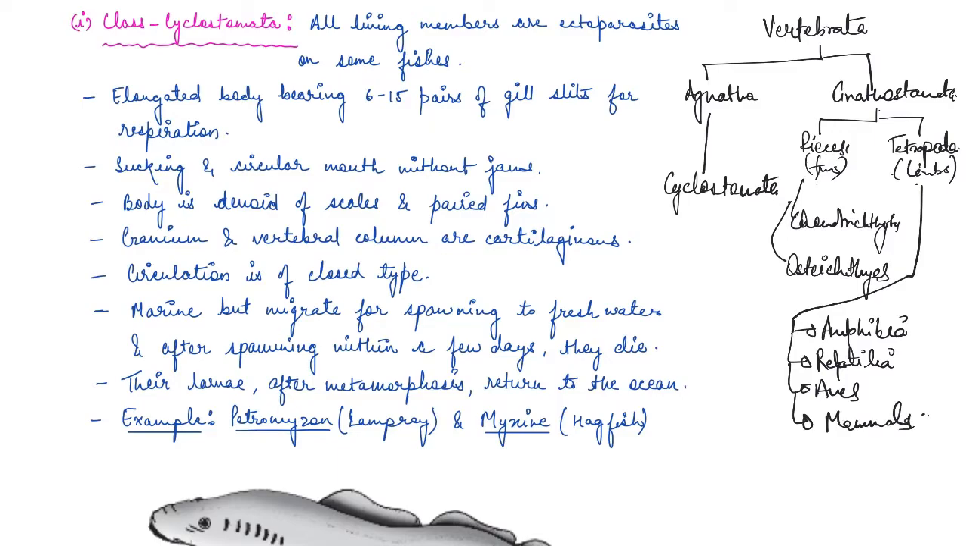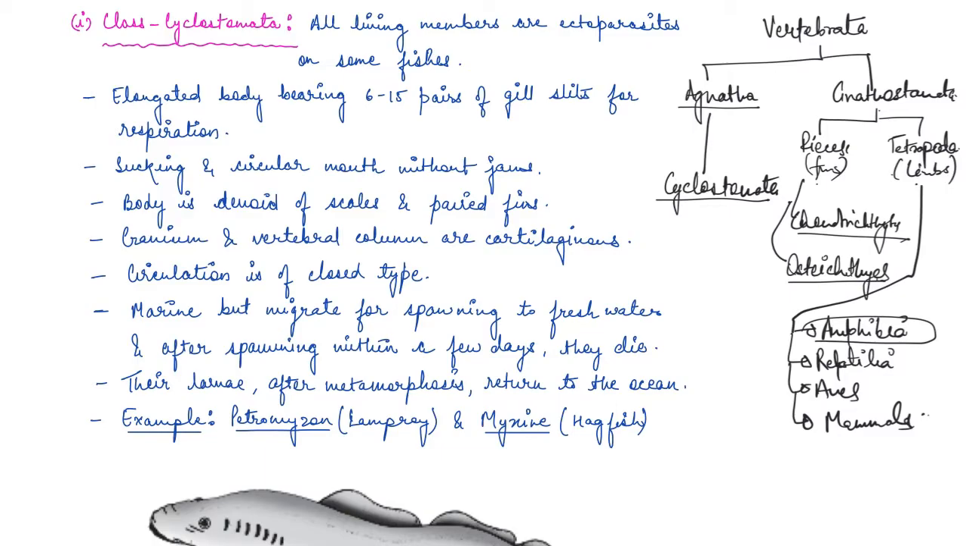mammals. So what we are going to cover today is four different classes. We'll cover Cyclostomata from the superclass Agnatha, and then we'll cover Chondrichthyes and Osteichthyes from Pisces, and Amphibia from Tetrapoda. Okay, so let's start with the first class, which is Cyclostomata.